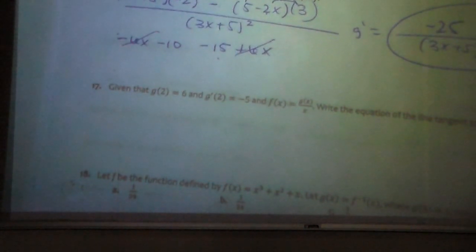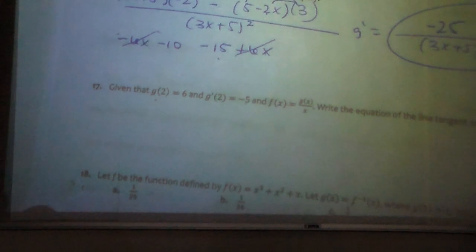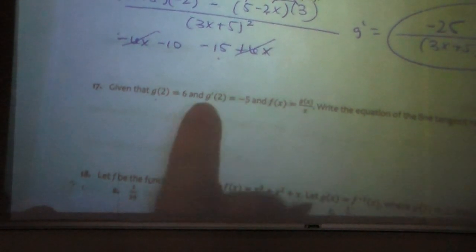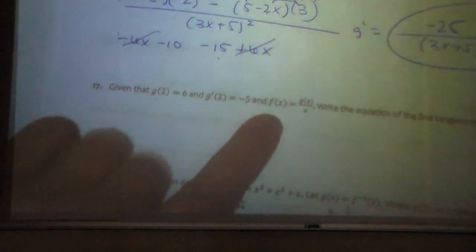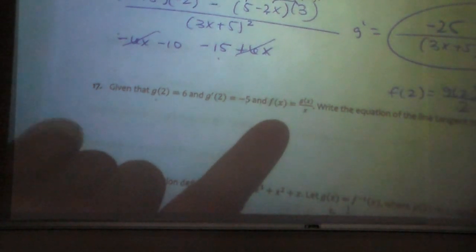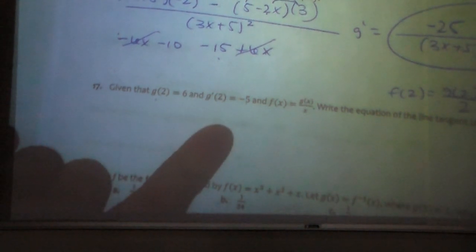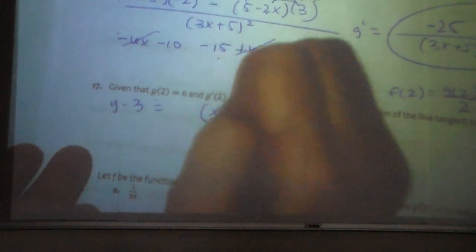Write the equation of the line tangent to f at x equals 2. Now, normally I would be like, oh, point and slope, but I want the line tangent to f. This is for g. So first of all, if I want to find f of 2, that's g of 2 over 2. G of 2 is 6, over 2 is 3, so then this is my point. So y minus 3 equals slope times x minus 2.